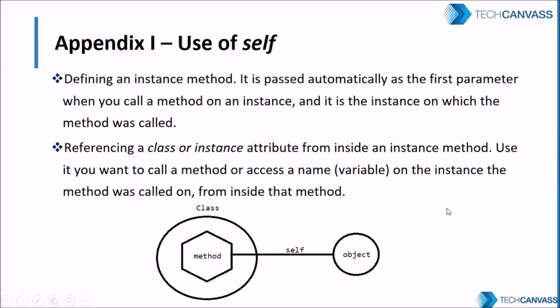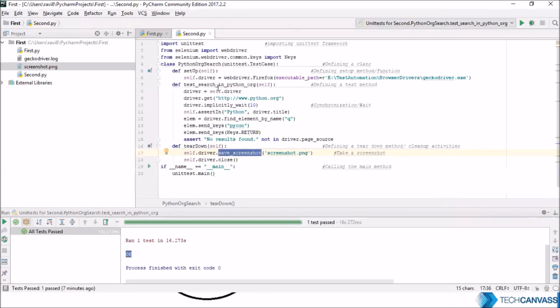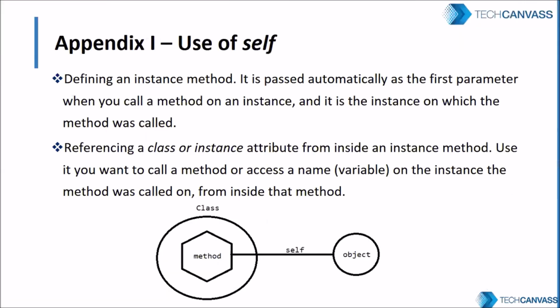Now, this is an appendix that I have written for one of the keywords that has been used in a program. So this is the program. You can see this self keyword, the self name, is used everywhere. The use of self is in defining an instance method. It is passed automatically as the first parameter when you call a method on an instance. It refers to a class or instance attribute from inside an instance method. So it should be used if you want to access the name of the instance from inside a method.